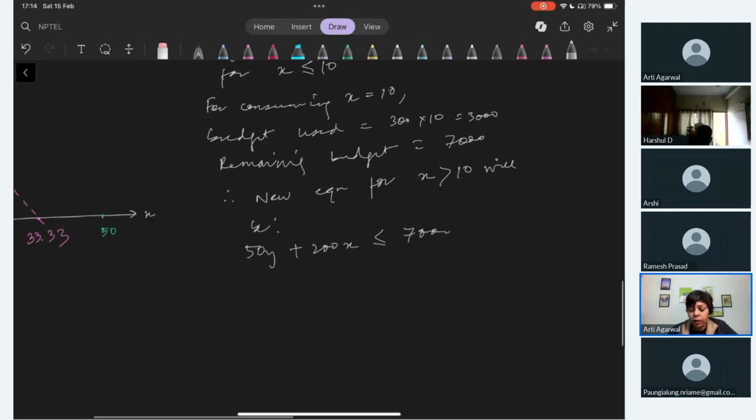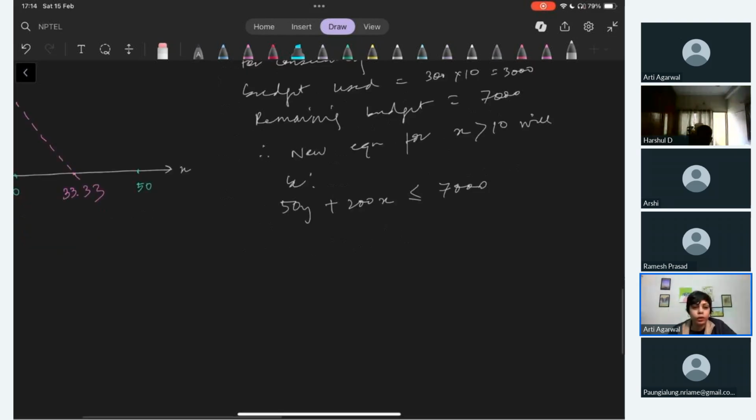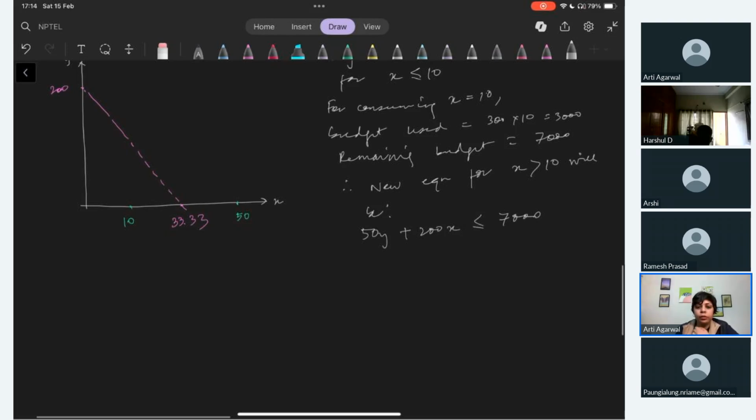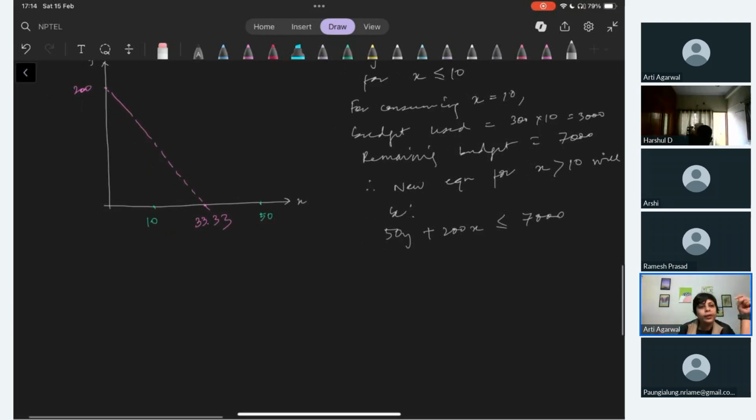This will be 7,000 now because we have only that much budget remaining for this part of the equation to fan out, which means that the y-intercept is also going to change. That's how you get the kink. Otherwise, you won't get the kink. I know that this part is there in your lectures, but I'm just trying to show mathematically why there will be a kink.